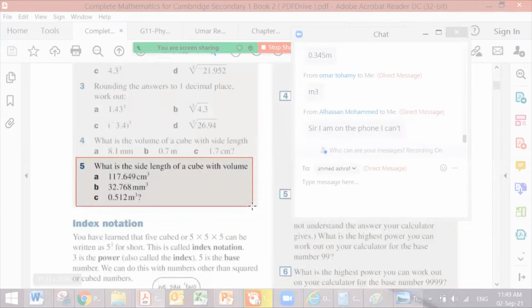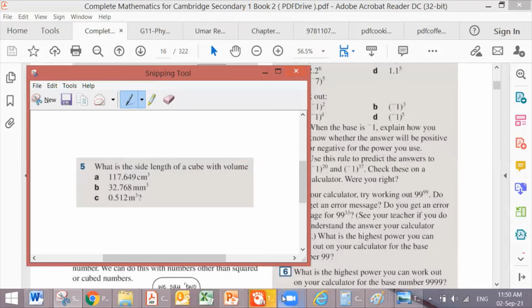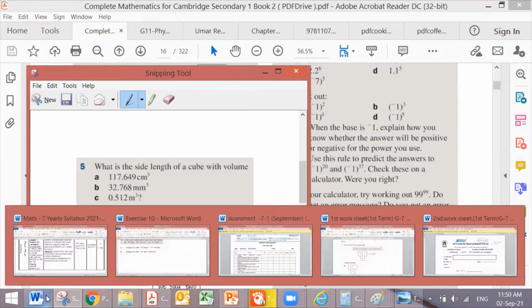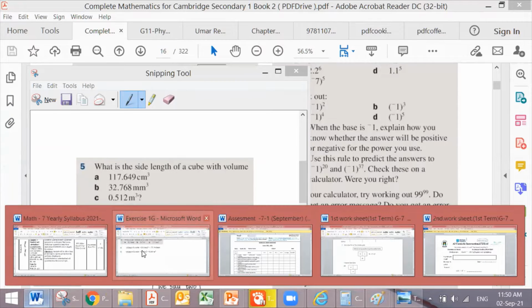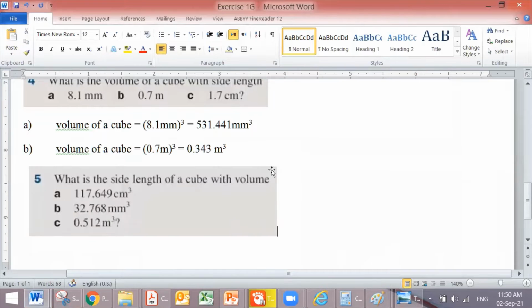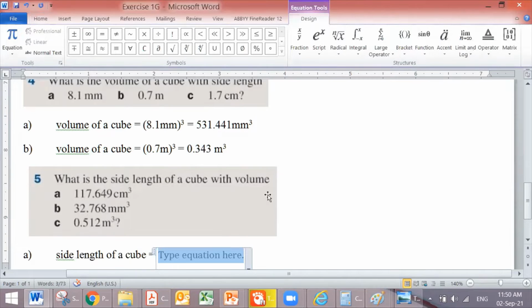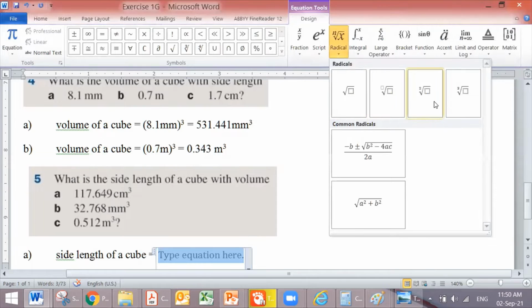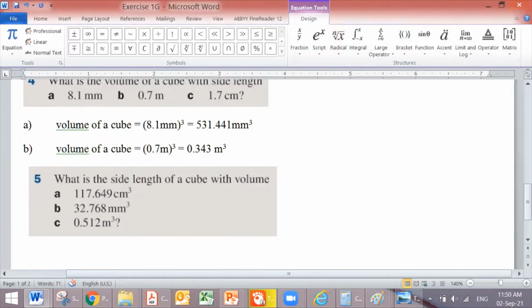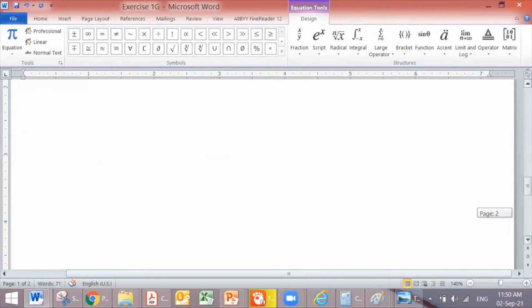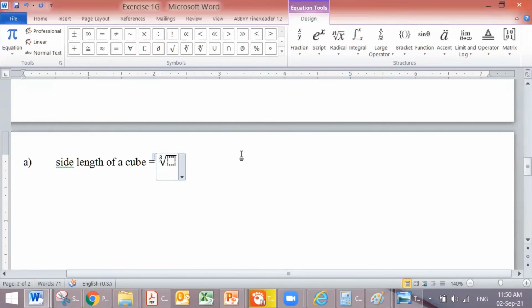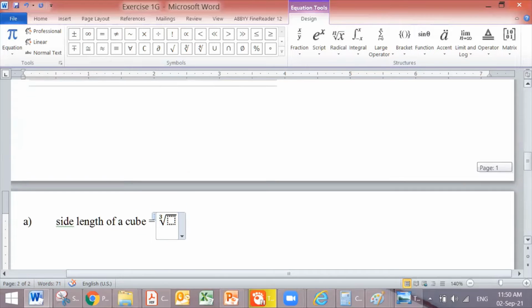So question number 5. What is the side length of a cube with volume? Now you can see that the volume is given and you need to find the side length of this volume. So part A I'm going to solve. I will write the side length of the cube will be equal to, now I will choose this sign from here, and this one is the cube root. Where is my cursor? It has gone to the next page, I think. Yes. So the side of a cube is, answer C part you will do yourself.